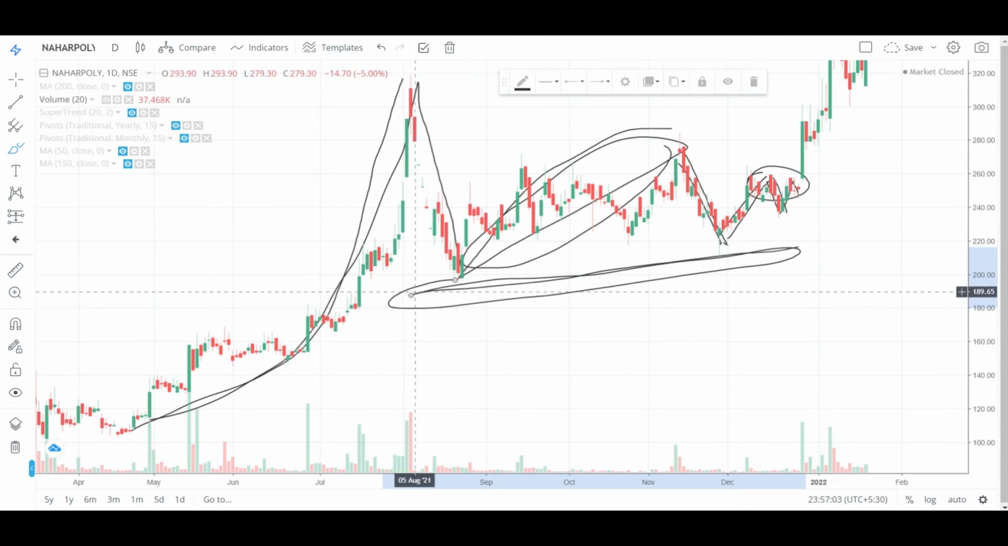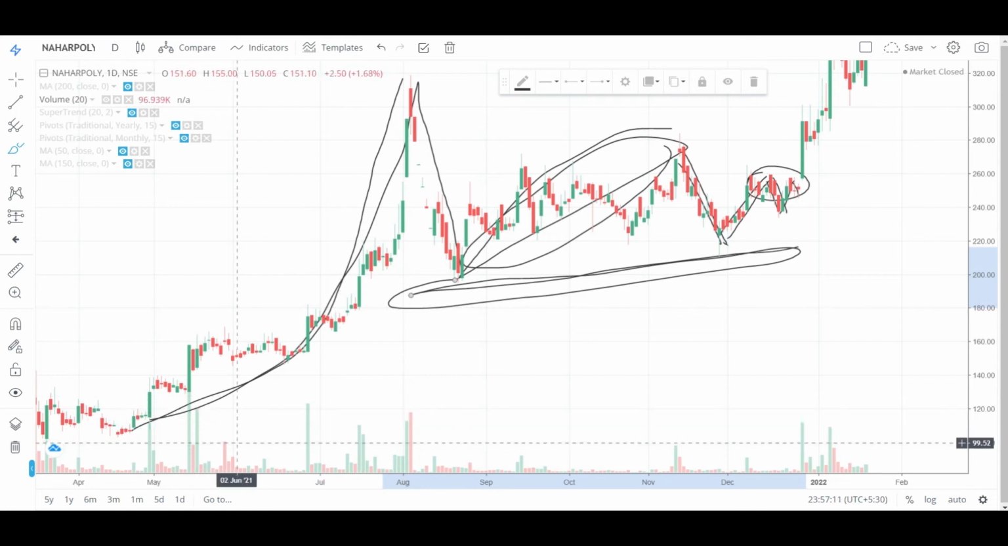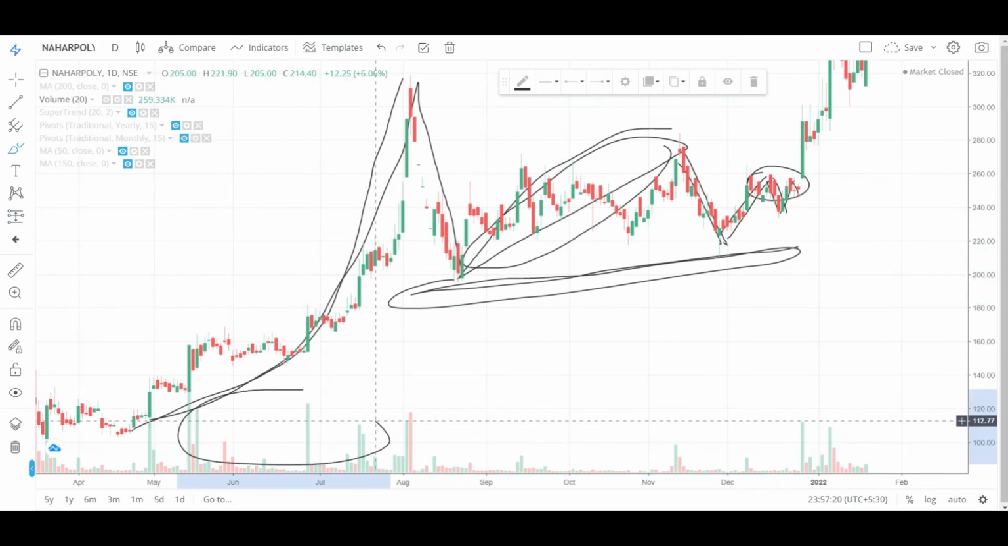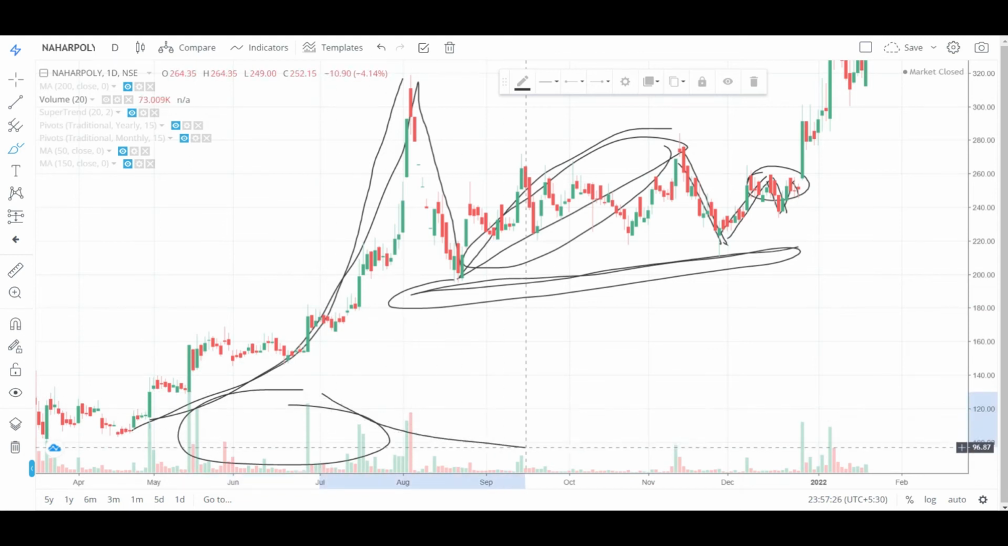And the fourth thing we should look for is the volume. The volume should decrease from left to right. You guys can see, during this period the volume was very high, then from there it kept on decreasing from left to right.